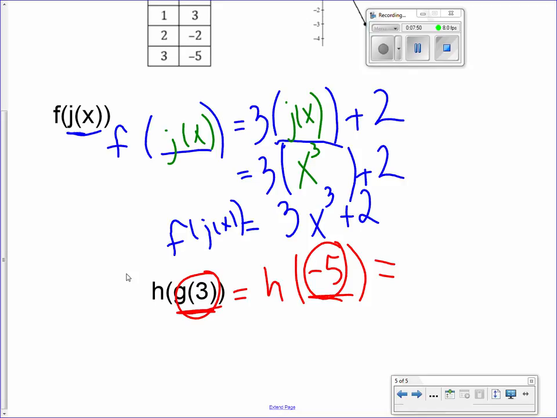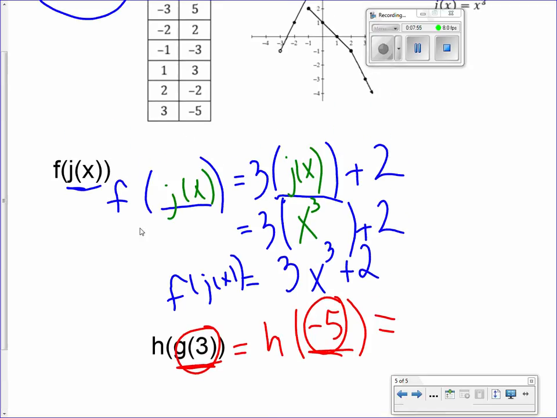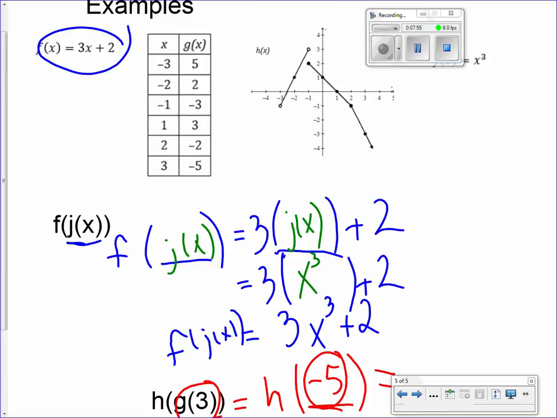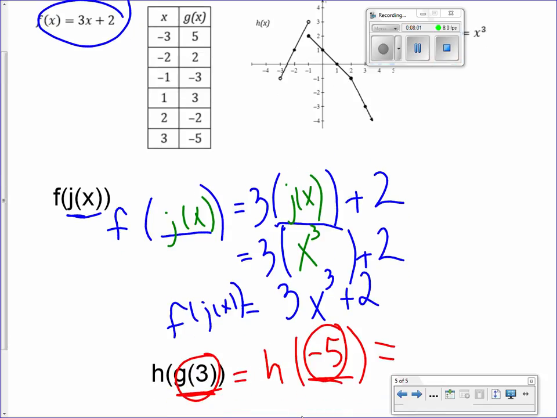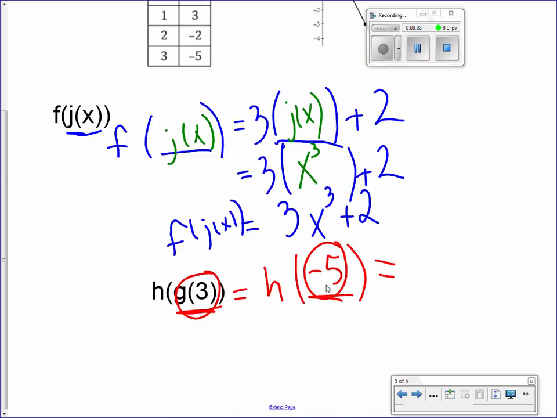So if I go up to my graph, I need to scroll up so I can see that. So if I go to -5, I see, oh, wait a second, there is no -5 on the graph. So h of -5 doesn't have a solution. So this particular example is undefined.